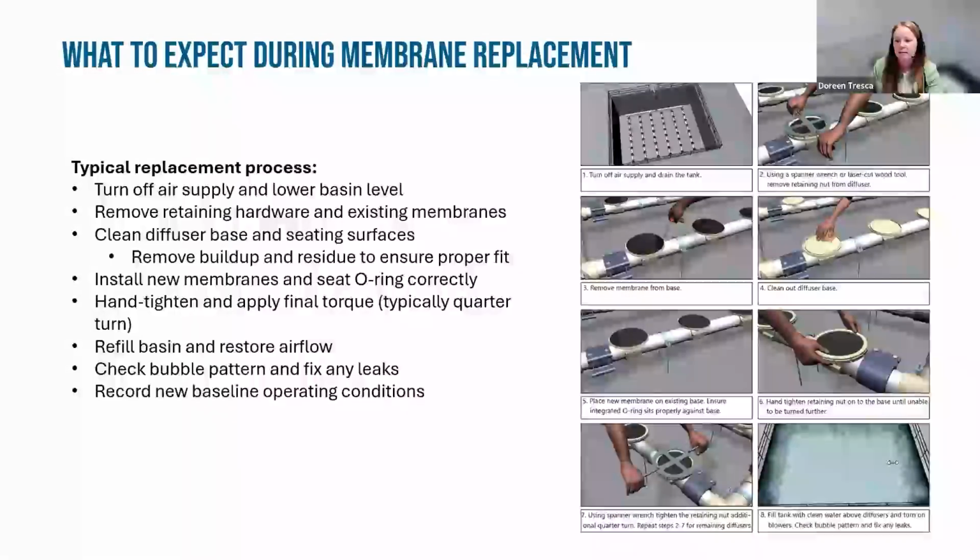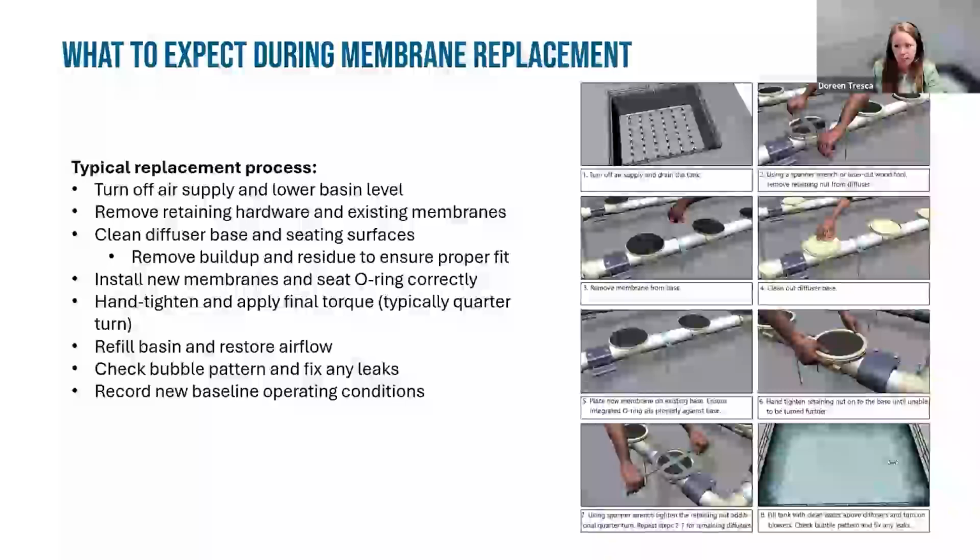Once the installation is complete, we recommend filling the basin up a little bit, turning on the airflow pattern, just making sure before you fill the basin back up all the way that there are not any leaks and that the bubble pattern is consistent. If you see any leaks or the bubble pattern's inconsistent, you might have a membrane that's not seated correctly on the base. You might have a ring that's not tightened. Finally, once you get that new basin online, it's important to take some measurements and just establish a new baseline for system pressure and performance so you can watch and you know when these new membranes may also have to be maintained.